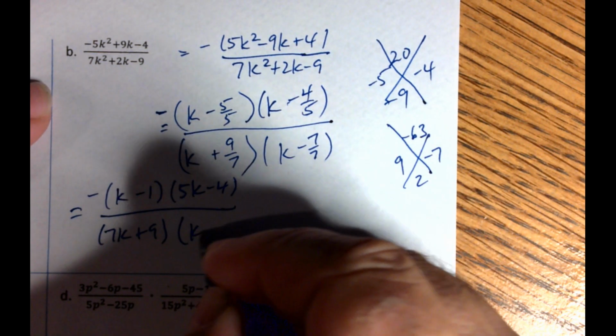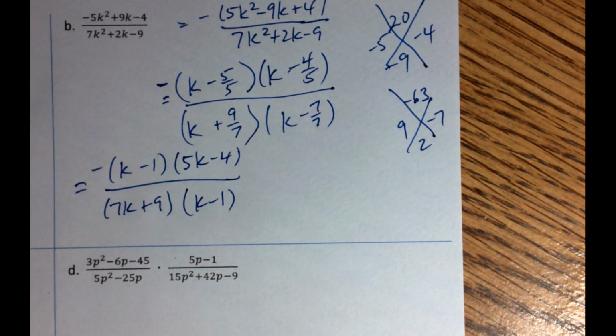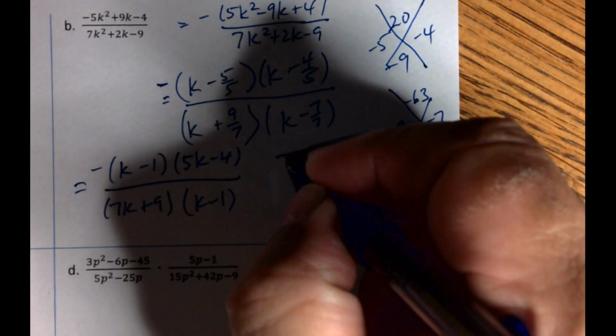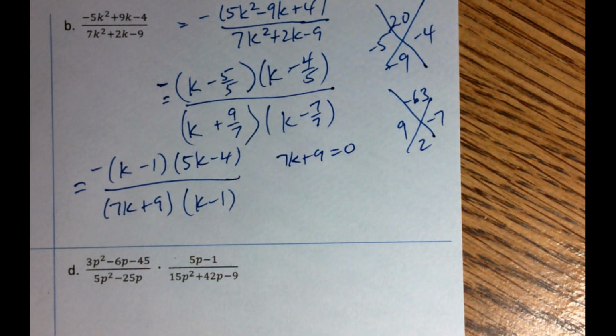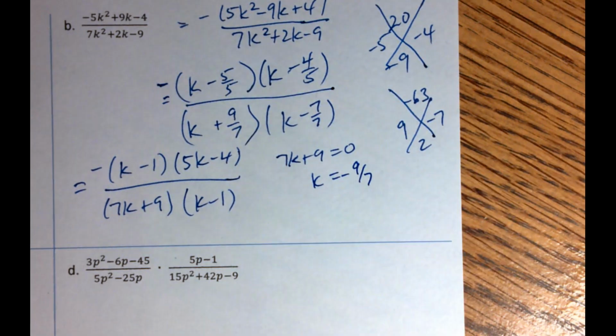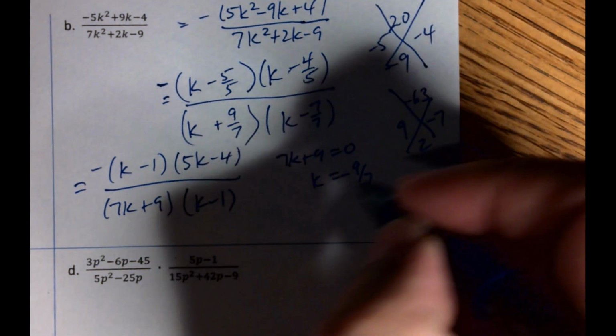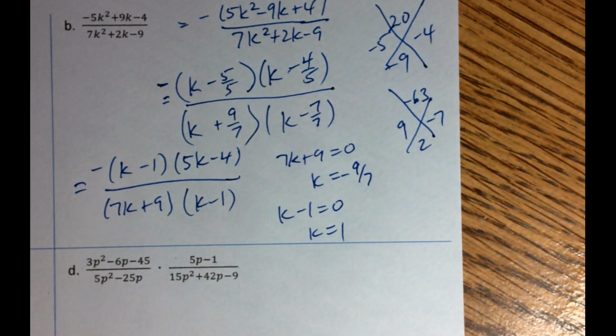K minus 1. All right, so first thing we're going to do is find the excluded values. We're not going to reduce yet. I know some of you want to reduce now, but wait till you find the excluded values. So my excluded values are going to come from the denominator. 7k plus 9 equals 0. K equals -9/7. And k minus 1 equals 0. K equals 1.